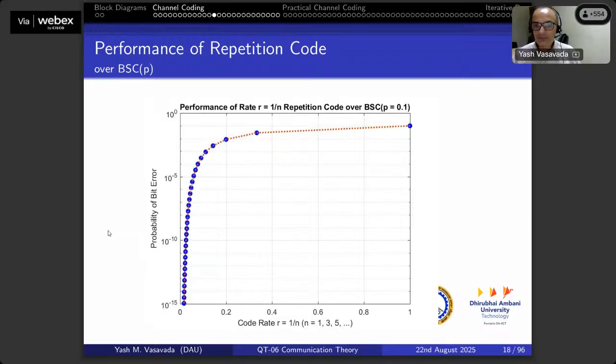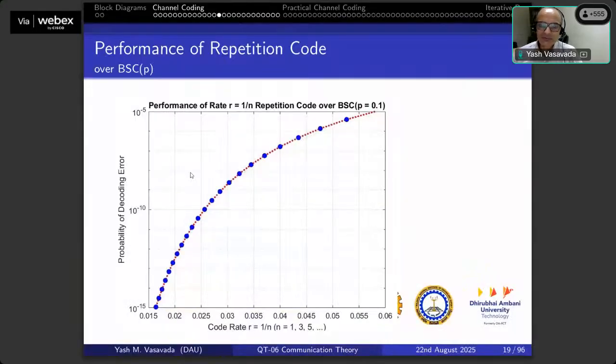Okay, so at 10 to the power minus 5, what is happening is that although as many as 10% of your transmitted bits are in error, after encoding, only 1 in 1 lakh possibilities will be in error. So it's not completely noise-free, but you've made it pretty good in terms of being noise-free.